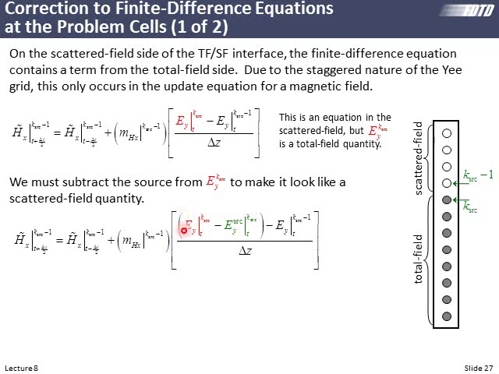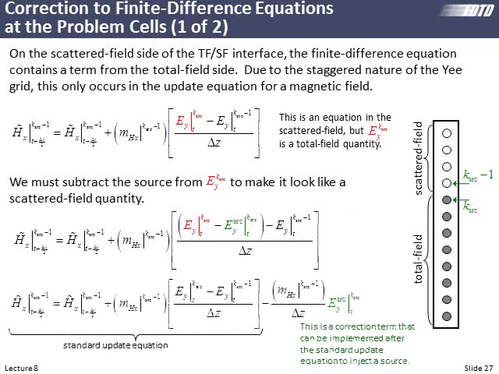So that's exactly what's happening here. We subtract the source from it, and now this looks like a scattered field quantity. We can take this source term and move it to the outside of the square brackets, and we arrive here. And something very interesting and very useful happens. We get back our original update equation that we derived before we knew anything about total field, scattered field.